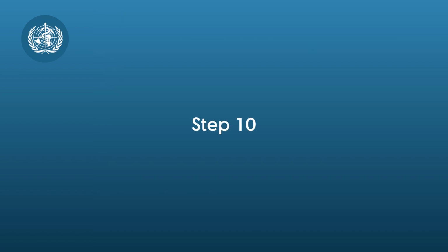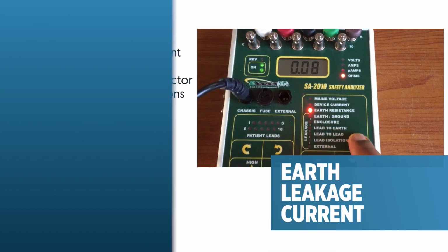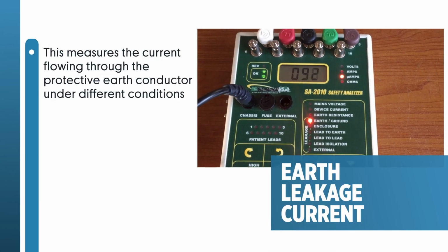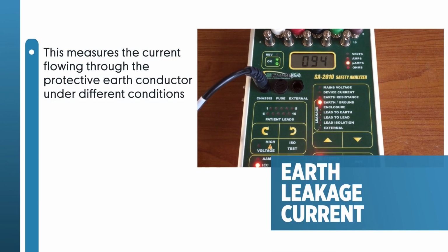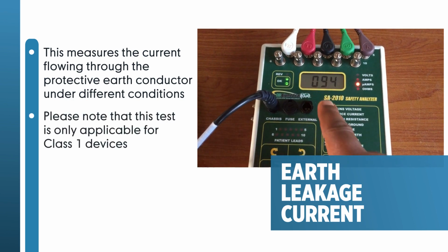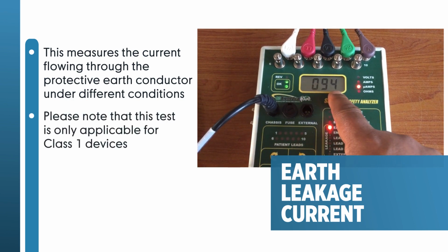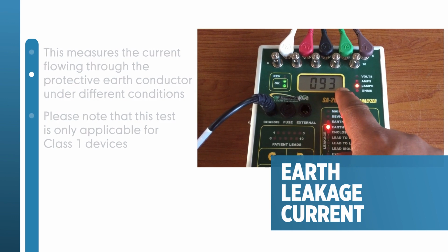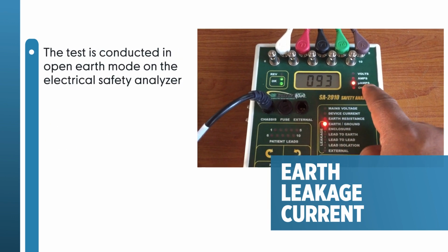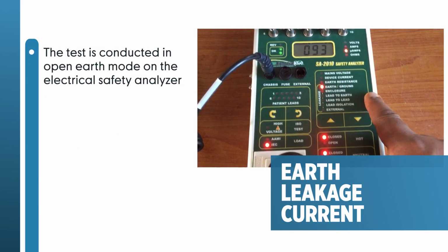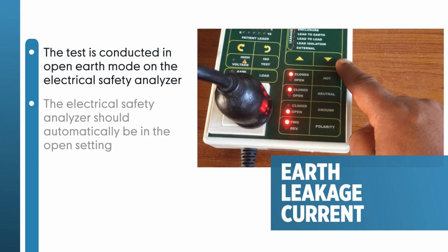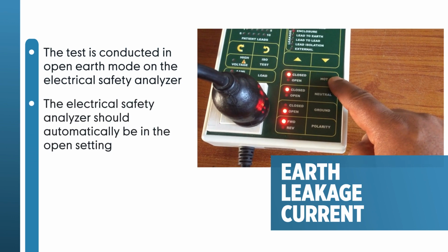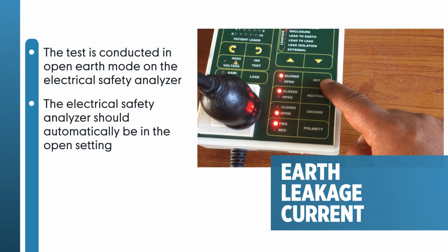Step 10. Earth leakage current. This measures the current flowing through the protective earth conductor under different conditions. Please note that this test is only applicable for Class 1 devices. The test is conducted in open earth mode on the electrical safety analyzer. The electrical safety analyzer should automatically be in the open setting.